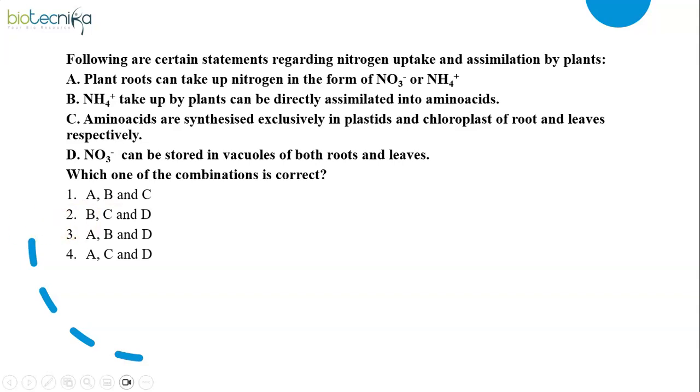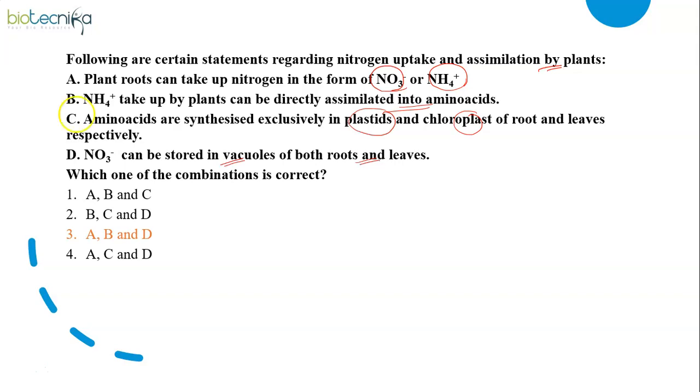Next question from the same topic is, following are certain statements regarding nitrogen uptake and assimilation by plants. Plant roots can take up nitrogen in the form of nitrate or ammonium ions. Ammonium ions taken up by the plants can be assimilated into amino acids. Amino acids are exclusively synthesized in plastids and chloroplast of roots and leaves respectively. Nitrate can be stored in the vacuoles of both roots and leaves. So what is the correct combination of statements here?